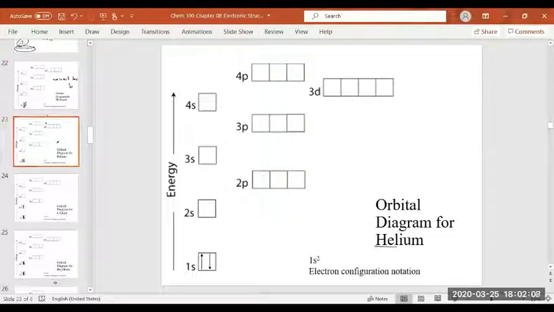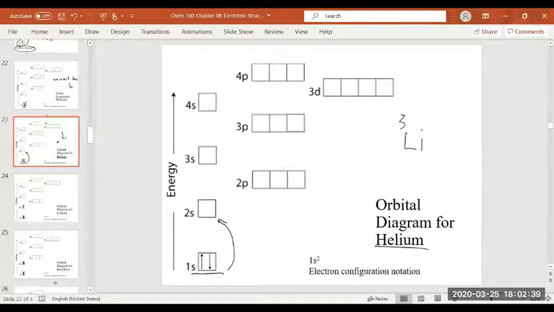Okay, now let's keep going. We have lithium, which has 3 electrons. The first 2 electrons go to 1s. Now, what about the third one? Can I put it in 1s? No. The maximum number of electrons in each box is 2. Don't put more than 2. So what do you have to do in this situation? Go to the next level of energy.